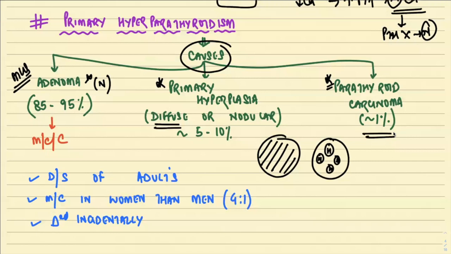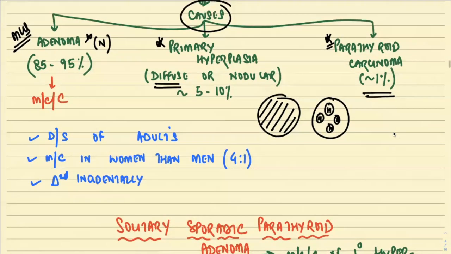Very importantly, primary hyperparathyroidism is a disease affecting adults, and it affects women more commonly as compared to men, the ratio being approximately 4:1. Very importantly, nowadays, primary hyperparathyroidism is diagnosed incidentally. Why incidentally? Can anyone tell me why primary hyperparathyroidism is diagnosed incidentally? Yes.